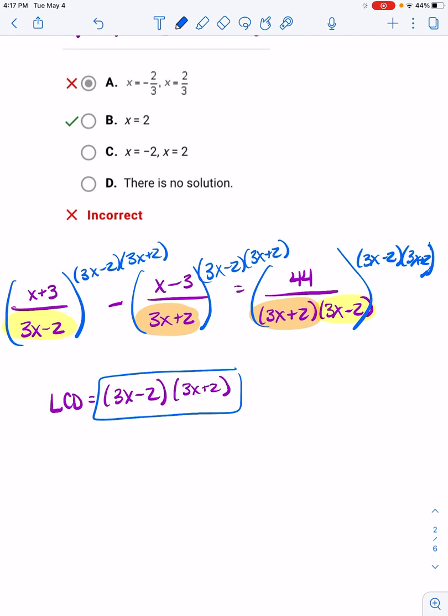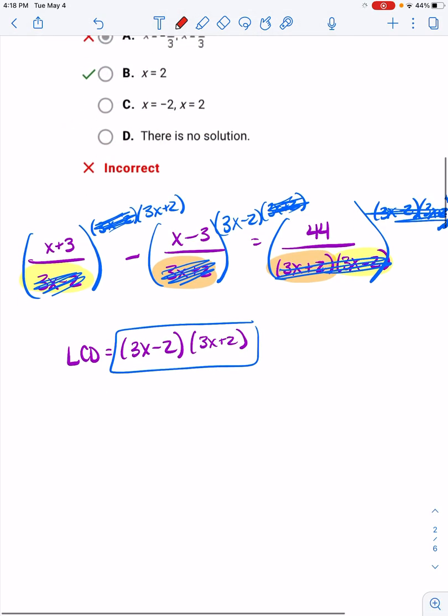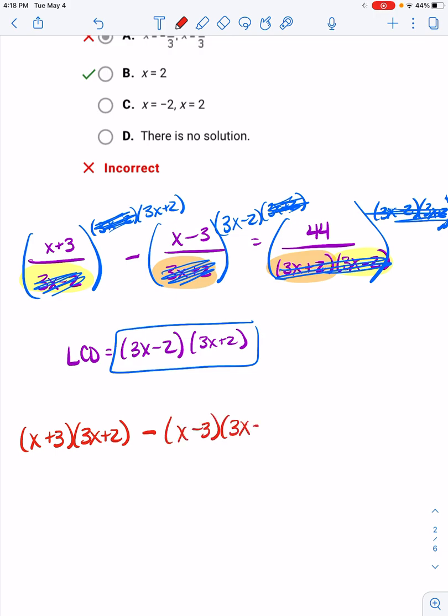All right, now cancel out. So 3x minus 2 is going to cancel here and here. 3x plus 2 cancels here. The whole thing cancels here, which is very nice. We like that. Okay, so I'm going to write what's left over now. So my first term, I have x plus 3, and I'm multiplying it by 3x plus 2. Minus, and then the second term, I have x minus 3, 3x minus 2. Equals, over here all I have is 44.